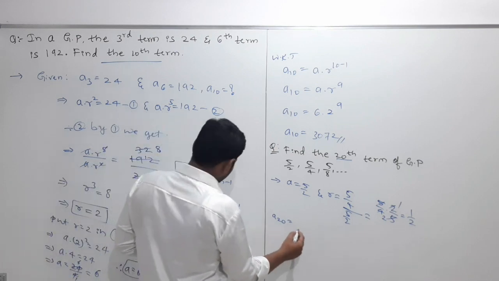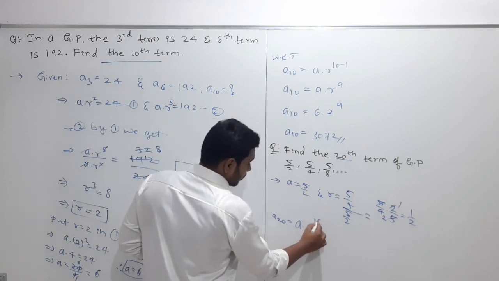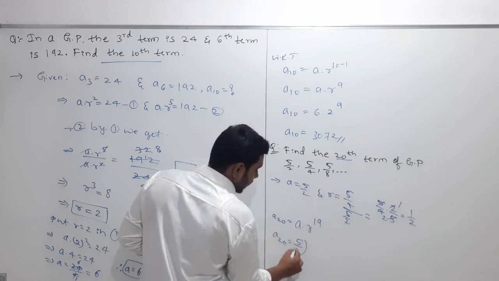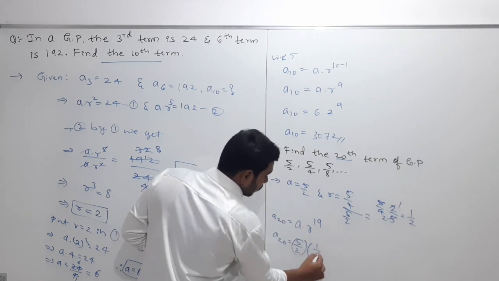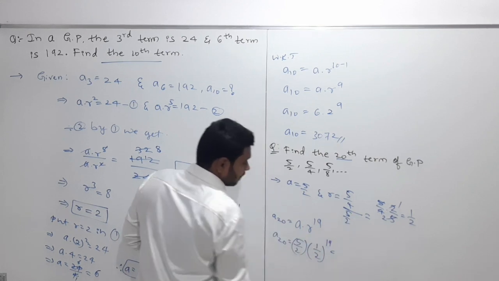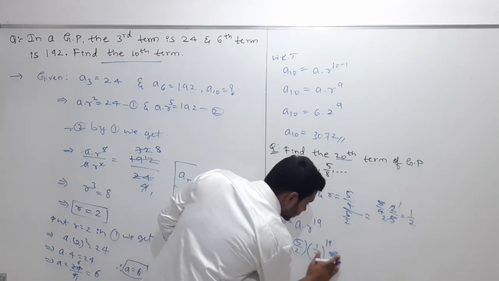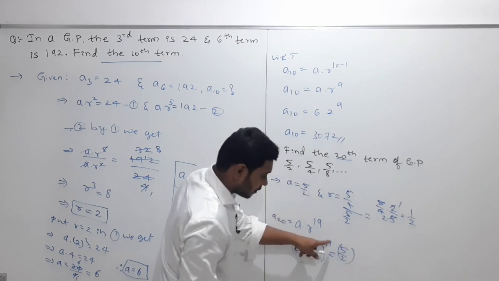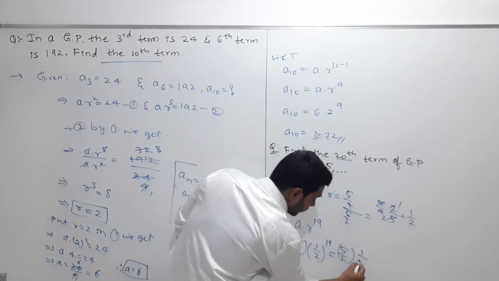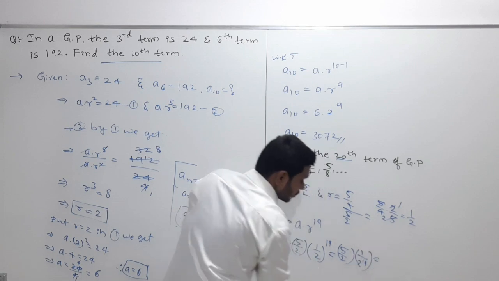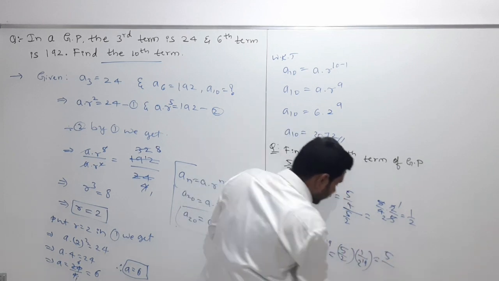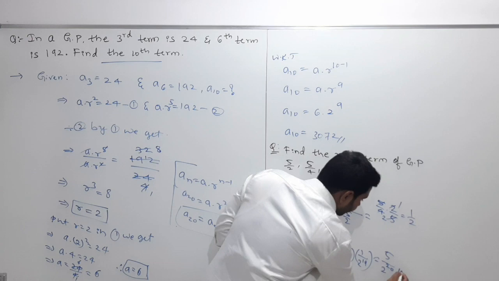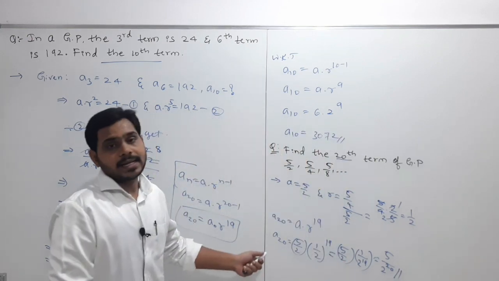So therefore A20 is equal to A into R to the power 19. So A20 is equal to, A means first term, that is 5 by 2 into R, which is 1 by 2, whole to the power 19. This can be further written as 5 by 2 into 1 to the power 19, which is 1 itself, over 2 to the power 19. So this is equal to 5 into 1 is 5, divided by 2 to the power 19 into 2 to the power 1, that is 2 to the power 20. So this is your required 20th term.